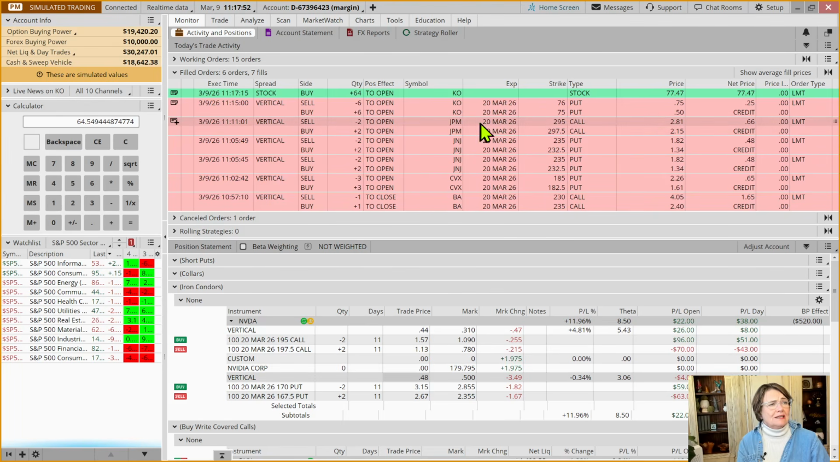So we did a short call vertical, which is bearish to neutral on JP Morgan. We did a short put vertical on J&J and a short put vertical on CVX. And we decided to throw in the towel, take a smaller loss on Boeing. We were down about 42%, and close out our long call vertical on that. So that's what we covered today.